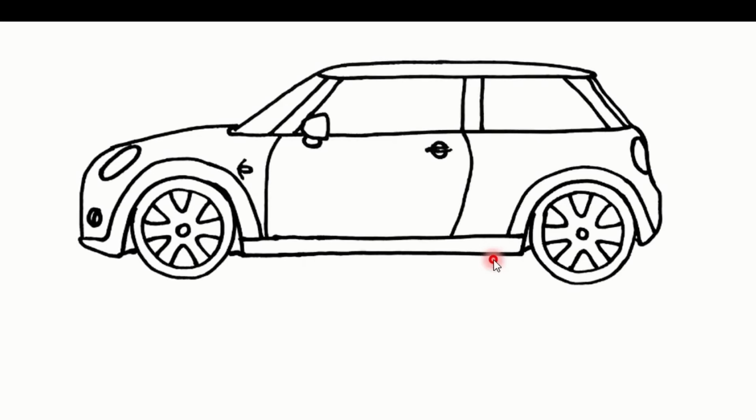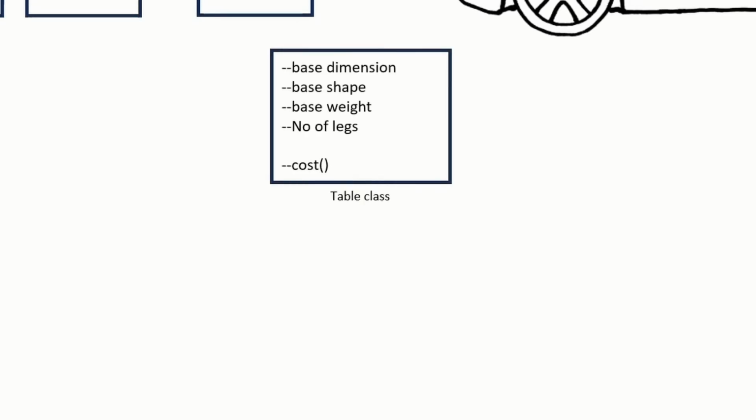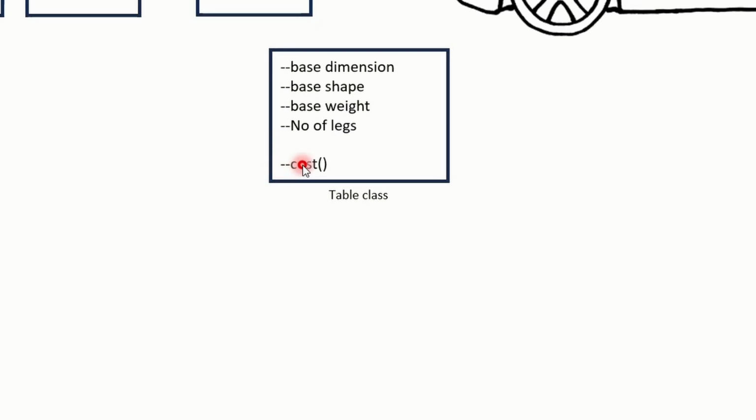Okay, so we will transform the same into a programming language. In a programming language, as I already told, class is the template. It will have properties and member functions, and it acts as a template. Objects will be created using this template. Here this is the table class: base, dimension, shape, weight, number of legs are all properties of the table class, and cost is the member function. This member function will operate on top of these properties to do all the operations.